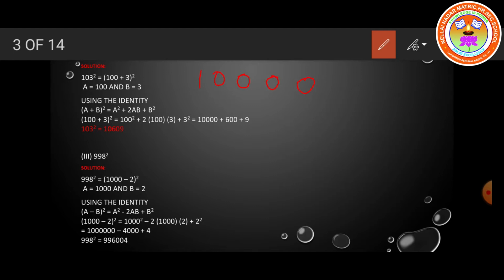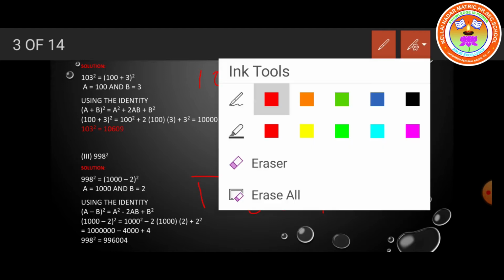Next second step 2AB. 2 into 100 into 3. 2 3s are 6. 6 into 100, 600. Write it as 600. Then B square. B square is equal to 3 square. 3 square means 3 into 3, 9. Now add together. 0 plus 9, 9. 0 plus 0, 0. 0 plus 6, 6. 0, 1. The answer is 10,609. Do you understand all of you? Now we are going to see the next sum.